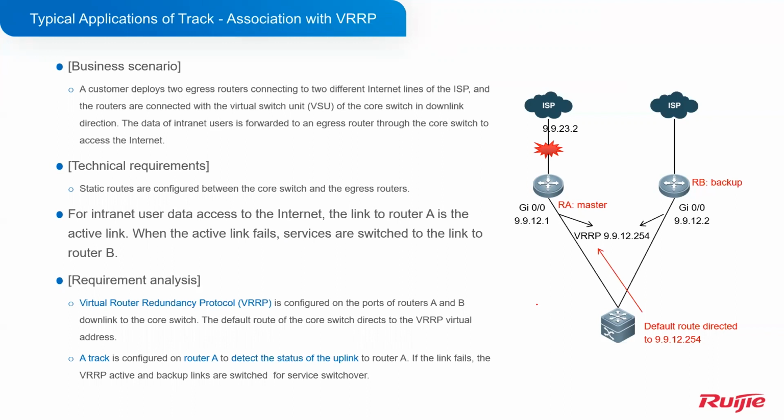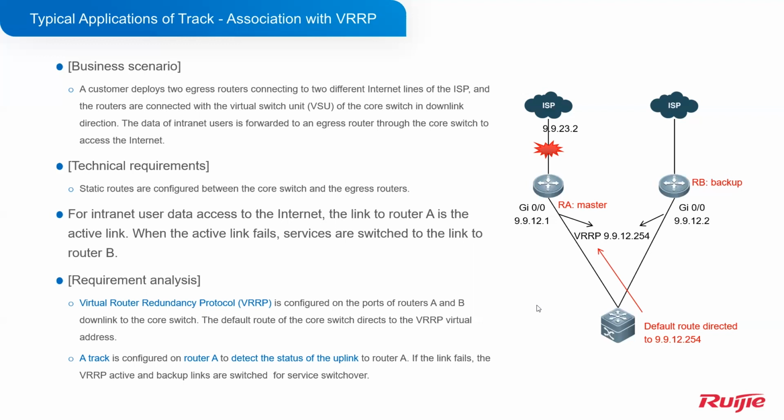Static routes are configured between the core switch and the egress routers. For intranet user data access to the internet, the link to router A is active, and the link to router B is a backup. We use VRRP to achieve the master and backup roles for these 2 routers. If we want to improve the reliability in this scenario, we can use NQA to track and use NQA to change the status of VRRP.